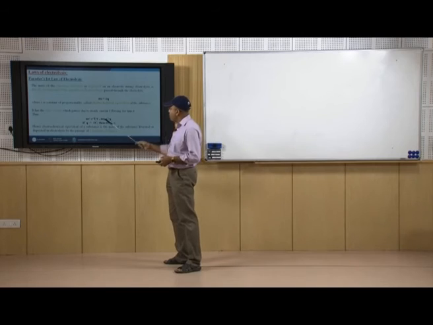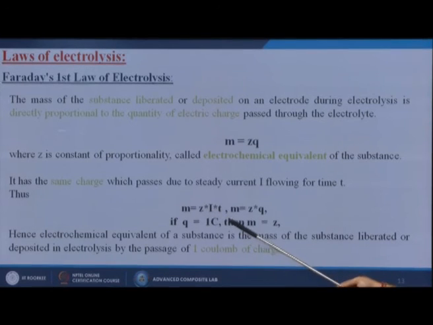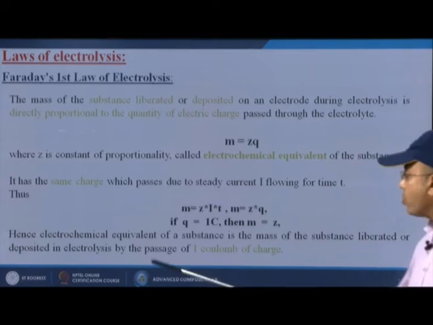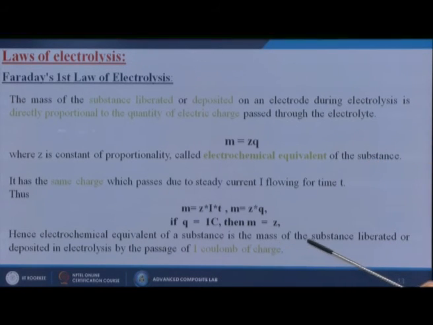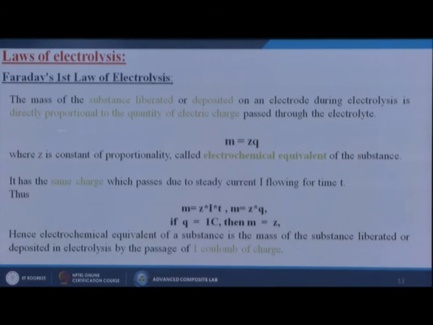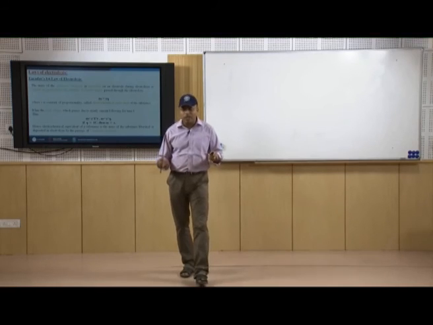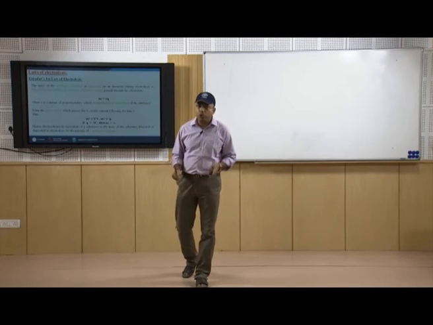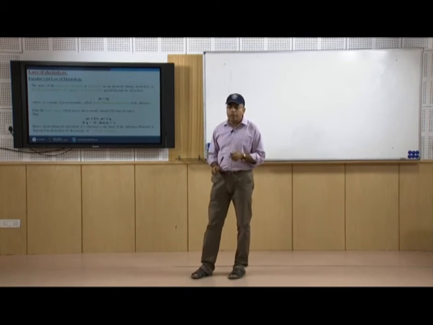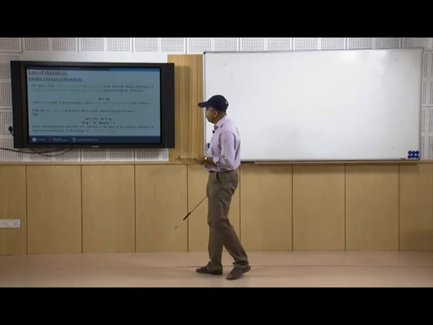So thus m = Z I t, meaning m = Z Q. If Q equals 1 coulomb, then m equals Z. Hence, the electrochemical equivalent of a substance is the mass of the substance liberated or deposited in electrolysis by the passage of 1 coulomb of charge. This is the general standard calculation by which we can calculate the coating thickness, how much material can deposit onto that material over a period of time.